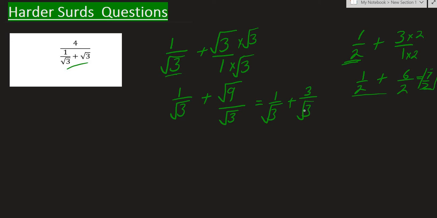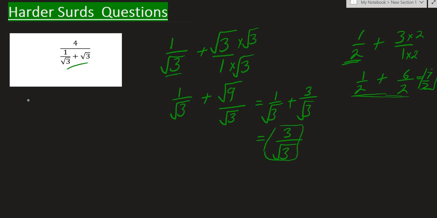Now we have the same denominator like I did here, so I'm just going to add the top bit. So 3 plus 1 is going to be 3 over 3 root. Now we've got the bottom bit, so I'm just going to put it in the answer. So we have 4 divided by that, which is the answer.